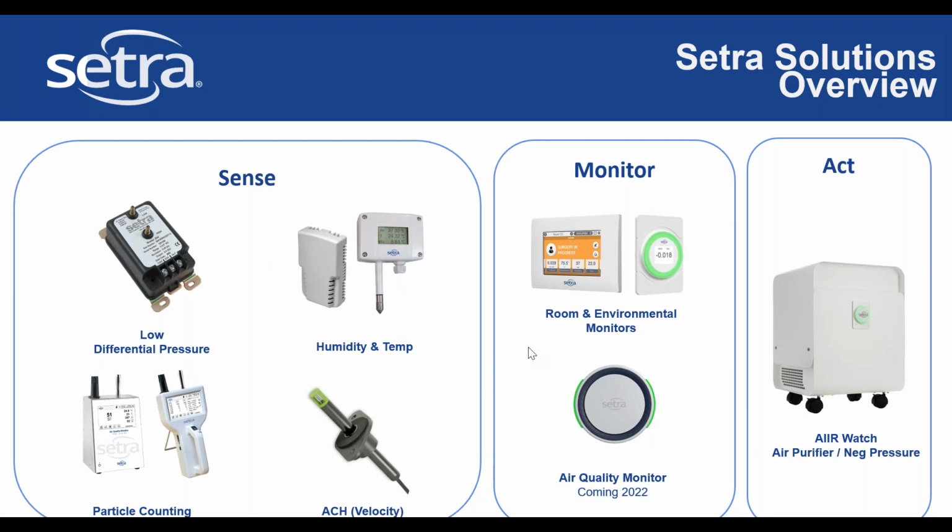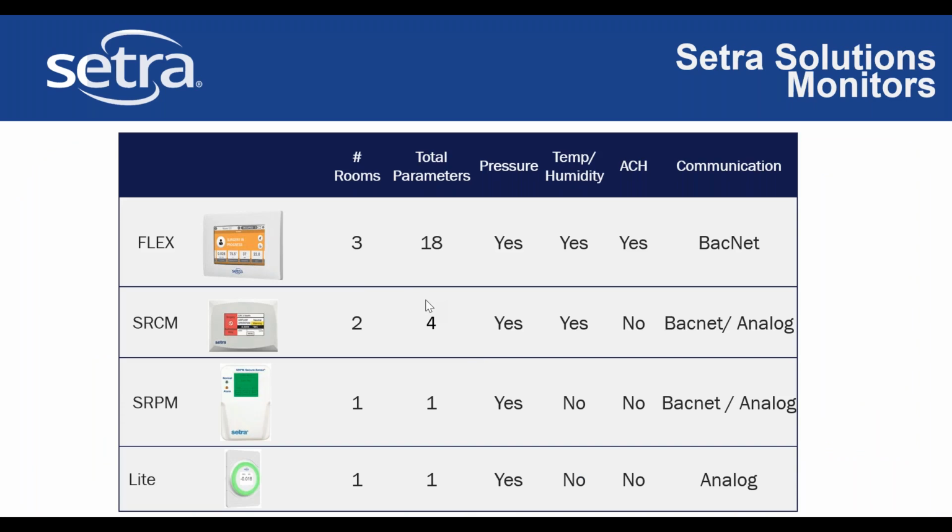All right. So the most important one here that we want to talk about today is pressure monitors and environmental monitors. The Setra line consists of four main products: the Flex, the SRCM, SRPM, and Light. And they are listed here in order of complexity from top down. So the Flex is our top end monitor.